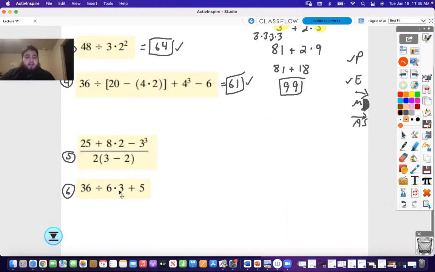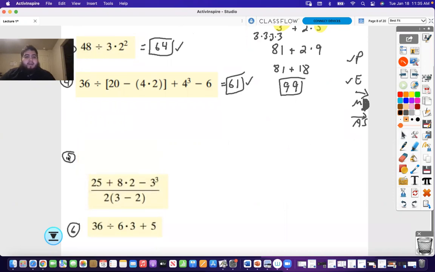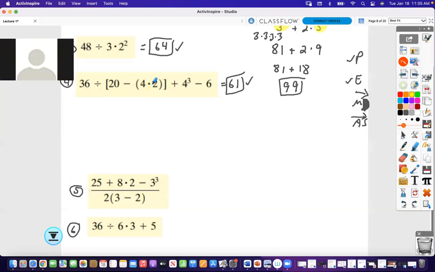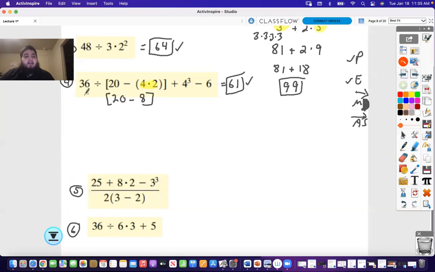All right, let's look at number 4, class. So the first step for PEMDAS, we do the what? P, right? Parentheses or grouping symbols. How many grouping symbols do y'all see? 2. Which one are y'all gonna touch first? The 20 minus or the 4 times 2? 4 times 2. Can y'all tell me what 4 times 2 is? 8. Then we have bracket 20 minus 8 bracket, and then bring down everything else.